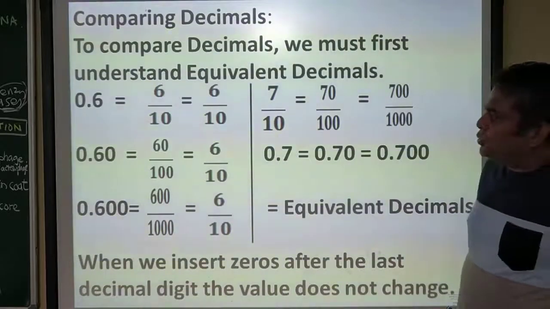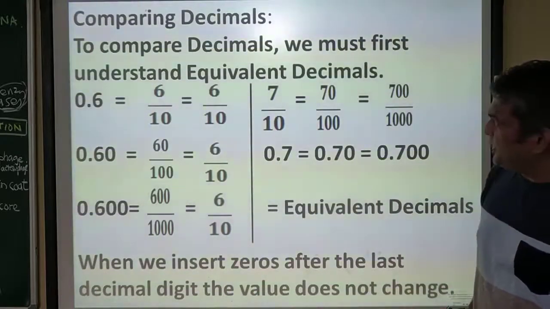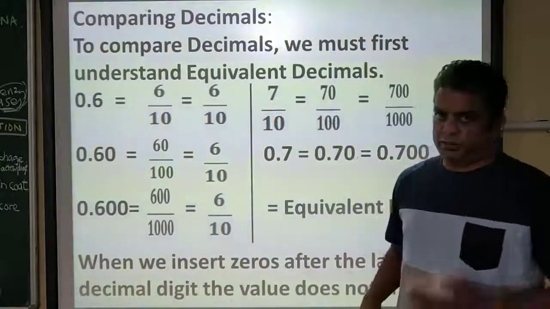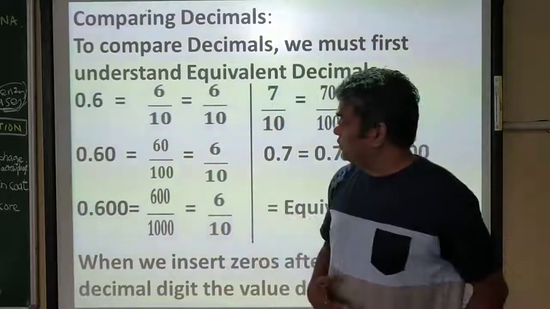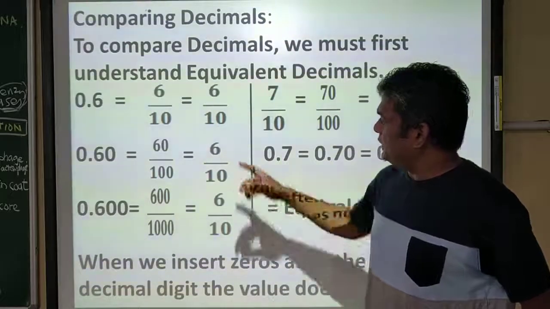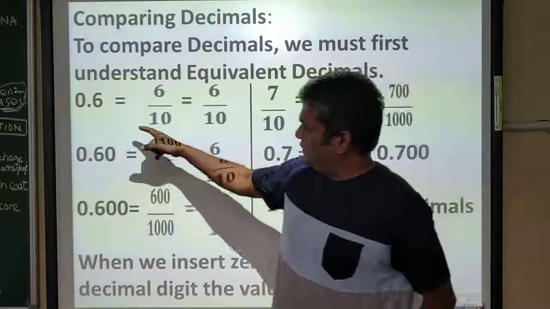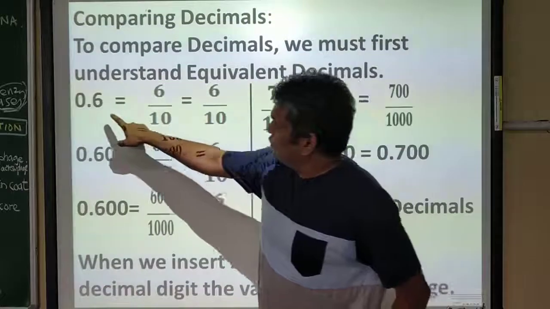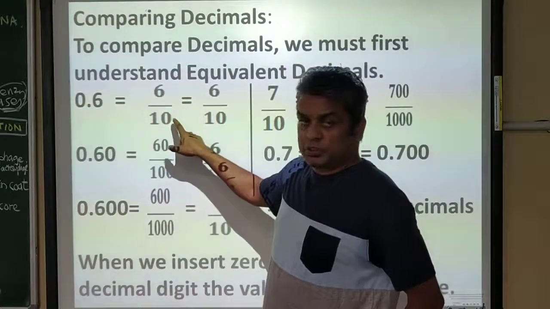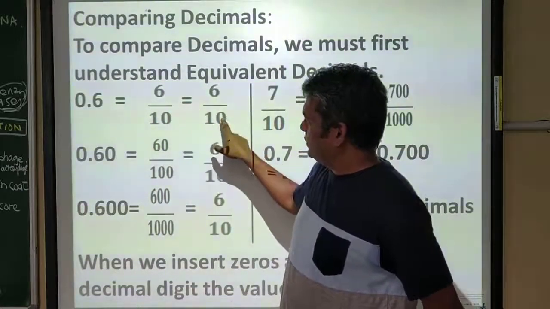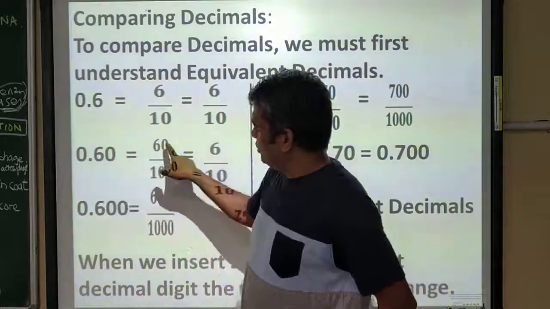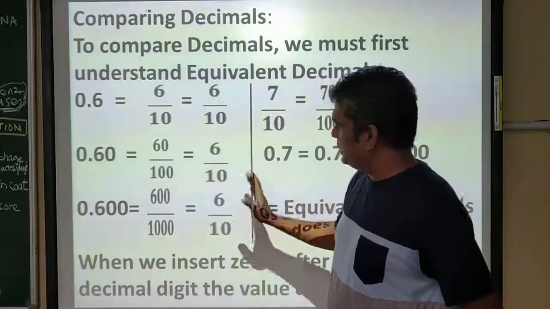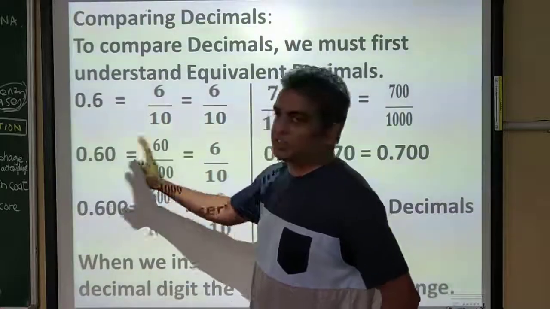Now we come to how to compare decimals. To compare decimals, we must first understand equivalent decimals. Just before this we had learnt about equivalent fractions. Here there are examples also where you have tenths, hundredths, thousandths place. So 0.6 is equal to 6 upon 10. 0.60 is equal to 60 upon 100. When you reduce this, you get again 6 upon 10. So then you can say that all these fractions are equivalent.